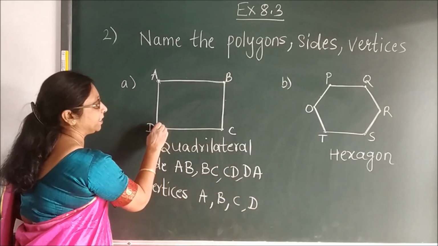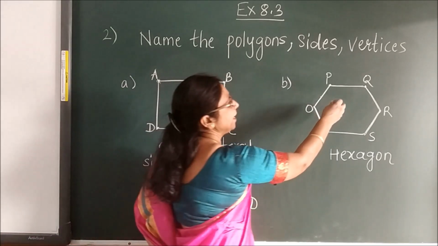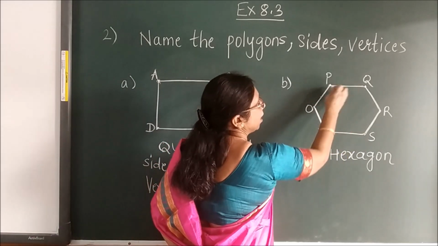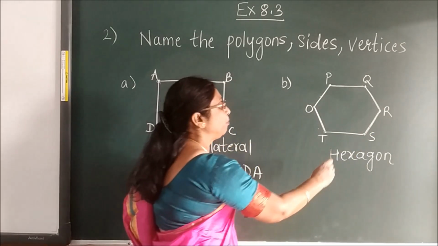These are the vertices, the corners. Now here also, you see how many sided figure are there? 1, 2, 3, 4, 5, 6. So it is a hexagon.